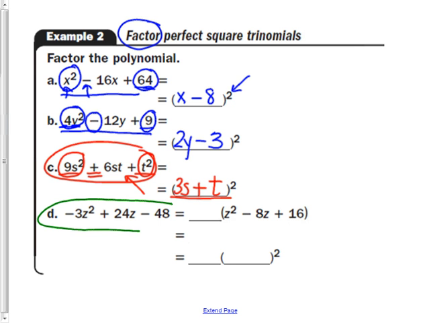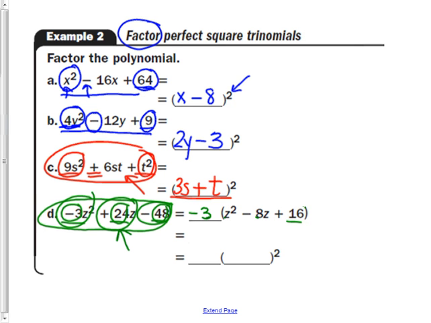Our last one, now this one's a little more complicated because if you look at the trinomial, we have to get used to looking for any common monomial factors we can factor out of the terms, and it turns out there is one. -3 is a factor of all 3 of the coefficients here. So we're going to first factor out -3. So -3 comes out. -3 times z squared is -3z squared. -3 times -8z is positive 24z, and -3 times positive 16 is -48. So we have just pulled out the greatest common monomial factor from the original trinomial.